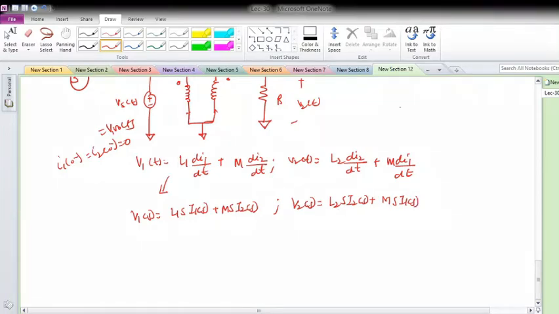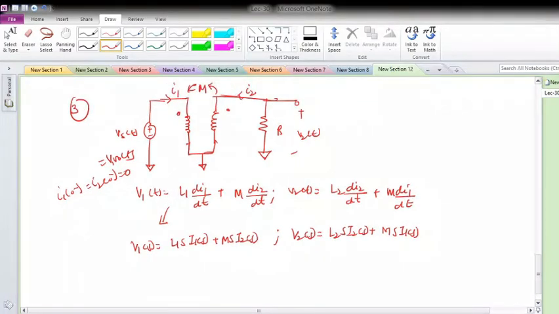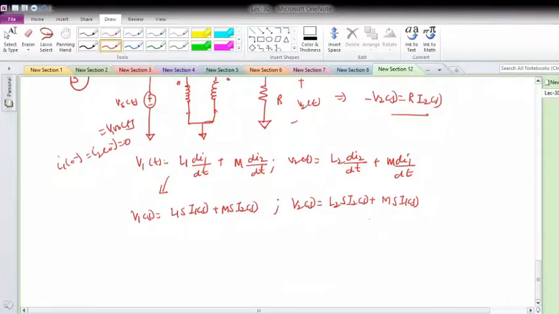Okay, and again I can write the equation for V2 of t in terms of R also. So what I can say, V2 of s will be R into I2 of s. But here according to polarities, current should flow from positive to negative, but it is flowing this way. That's why I can write here, minus V2 of s will be equal to R into I2 of s, as current is going from negative to positive direction. Fine, this is done.